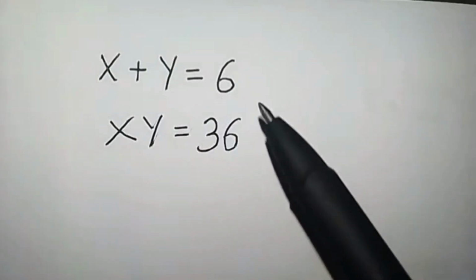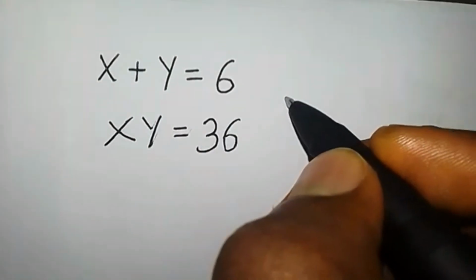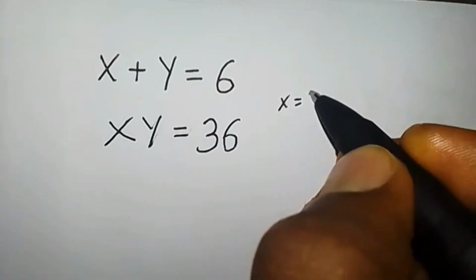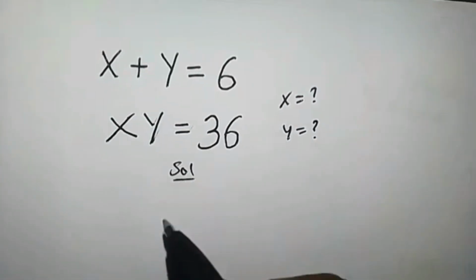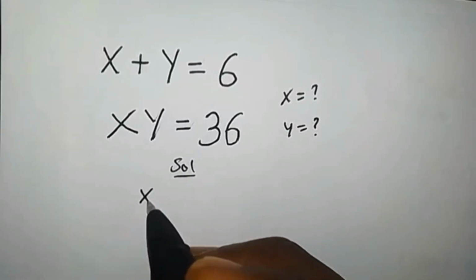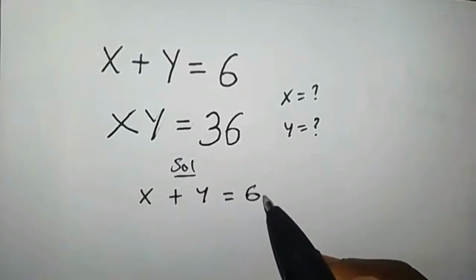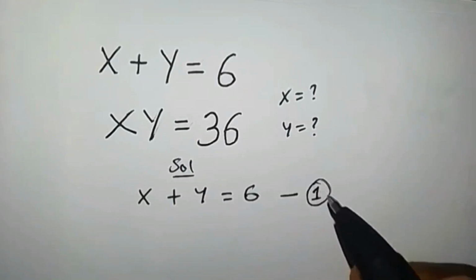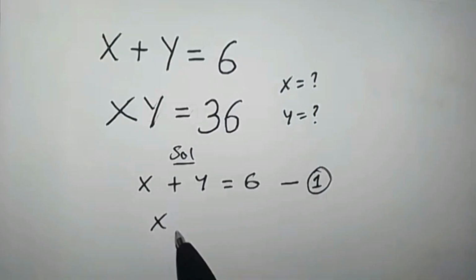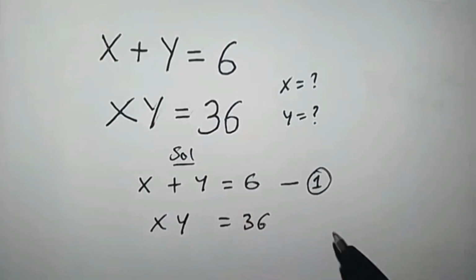x plus y equals 6, xy equals 36. We want to find the value of x and the value of y. Let's write down the equations first. x plus y equals 6, let's call this equation 1, and xy equals 36, let's call this equation 2.